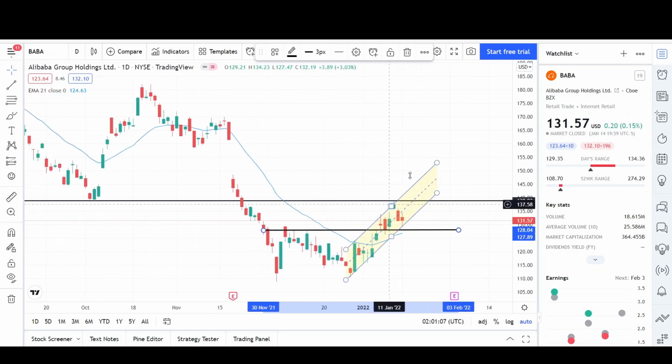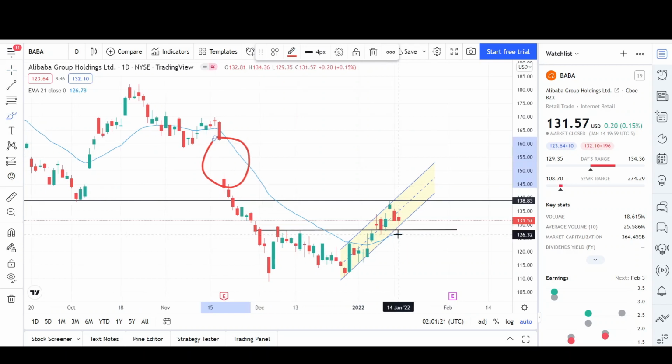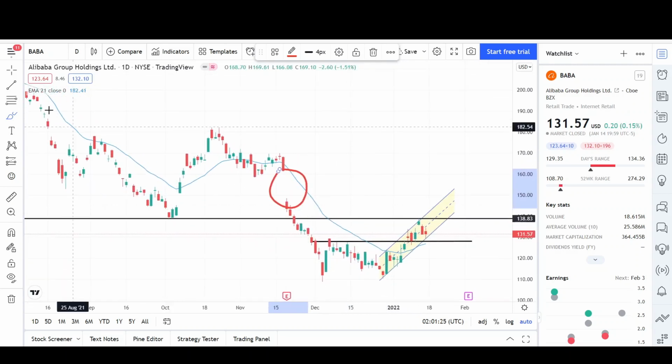I don't know how high it can go. I still expect this gap to be filled in the future. I don't know if it's going to take a couple of months or a couple of weeks, but I think probably within this year, BABA can at least go back into the 160s. So let me show you one more thing actually.